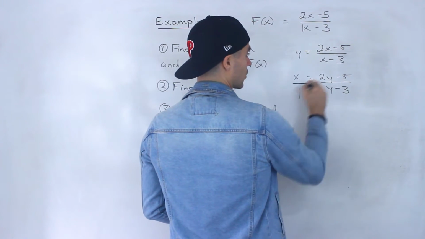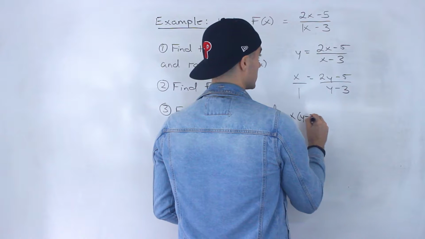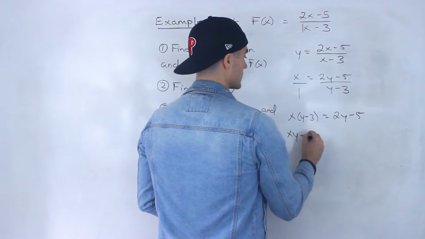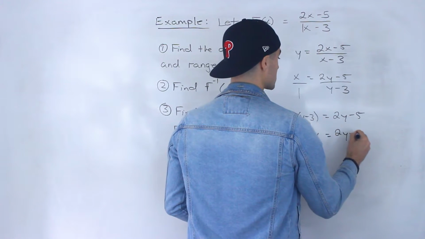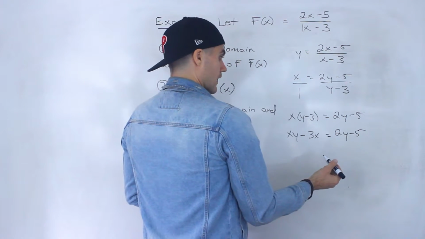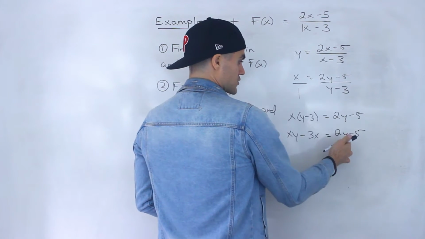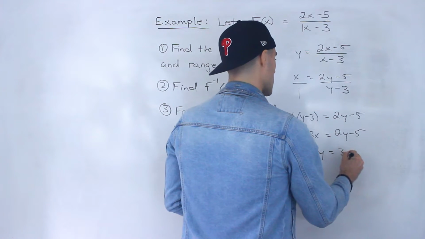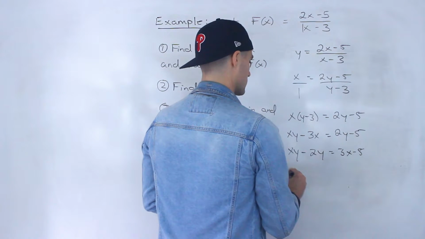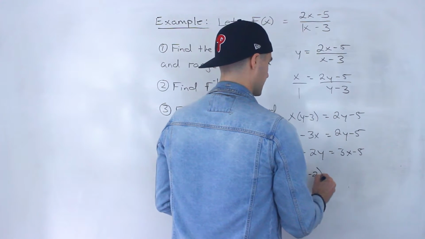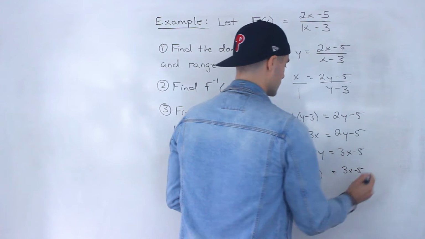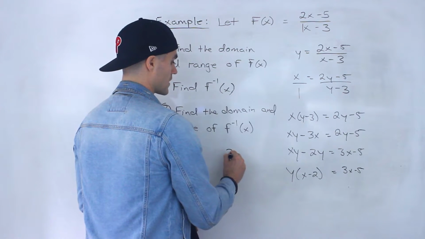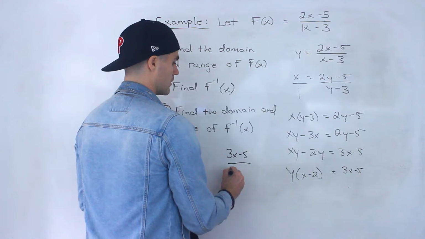So what we can do is cross multiply. So x times y minus 3, and then we'd have 2y minus 5. Then we'd have xy minus 3x equals 2y minus 5. Then I'm going to bring the -3x over, and I'm going to bring the 2y over. So we would have xy minus 2y equals 3x minus 5. Take out a y, divide both sides by x minus 2. We would end up with y equals 3x minus 5 over x minus 2.